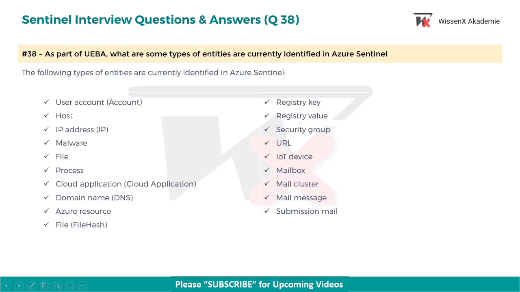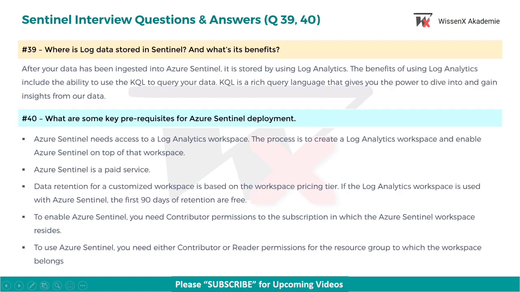Next, as part of UEBA, what are some types of entities currently identified in Azure Sentinel? The following types of entities are currently identified in Azure Sentinel: user account, host, IP address, malware, file, process, cloud application, domain name, Azure resource, file hash, registry key, registry value, security group, URL, IoT device, mailbox, mail cluster, mail message, and submission mail. Moving on.